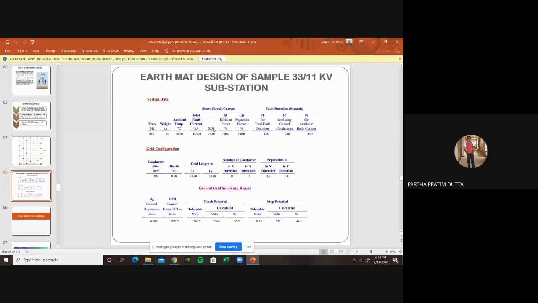So this is the result we usually see through the ETAP software. In case we put the system data in the software, that is 50 hertz, maybe 50 kg of weight, ambient temperature 40 degrees Celsius, total fault current is 14 as I've shown. This is the X by R 18, it is being neglected. Now the division factor and projection factor is 100%.